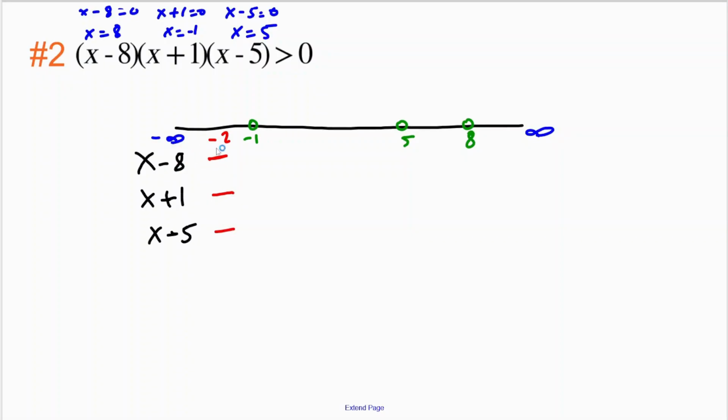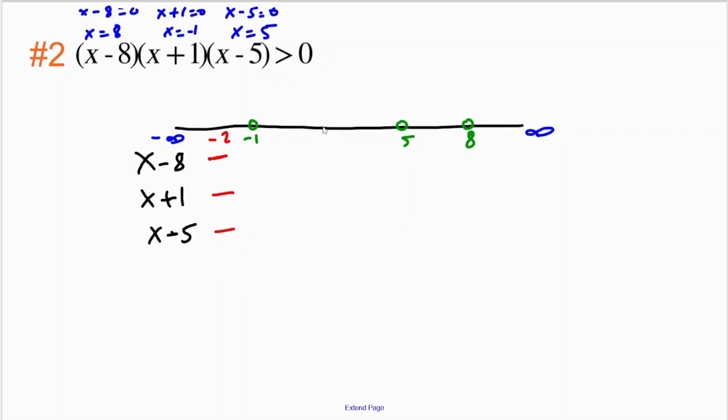Okay, so let's double check here. -2 minus 8, again, I would recommend double checking here if you have more than two factors, just to be sure, because one tiny slip up in signs can really change your final sign. Okay, so negative 2 minus 8, negative, negative 2 plus 1, negative, negative 2 minus 5, negative.